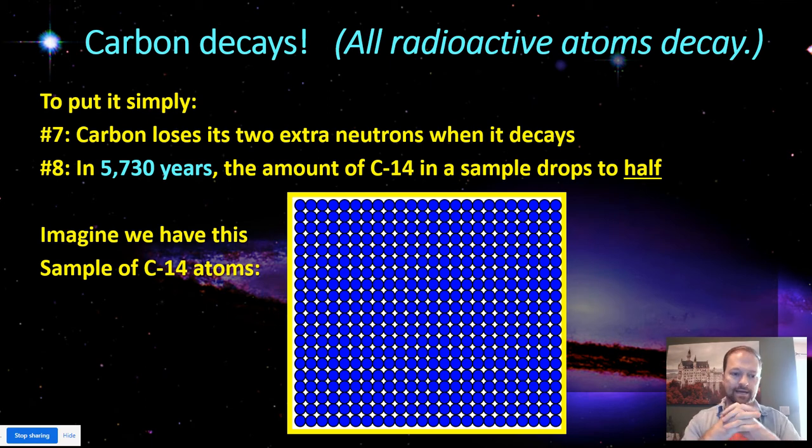So numbers 7 and 8 on your worksheet. Carbon loses a couple of neutrons when it decays. So when a tree dies, it falls over and dies, it stops taking in more of the carbon-14. It's done absorbing it from the environment. And whatever amount it had, its normal set amount of carbon-14, that is the most it will ever have from that point forward as a tree trunk lying over on its side, dead on the ground and starting to decay.